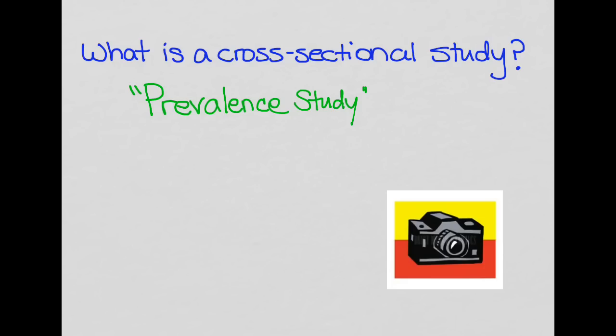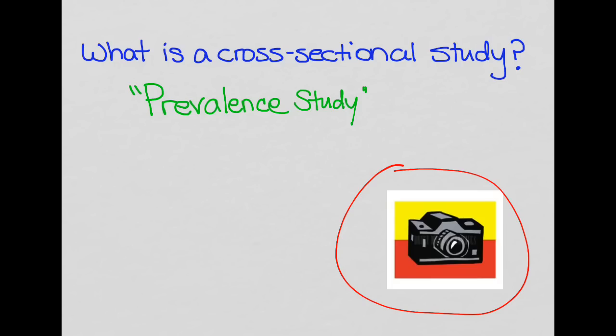So cross-sectional studies look at individuals, and they look at a single point in time: does the individual have both the exposure and the disease? So we have a defined population, and we just look at the proportion of the population that has the exposure and the disease at the same time. And so I like to use a camera as a sort of symbol for this type of study design, because the camera reminds us that it's a single important snapshot in time.